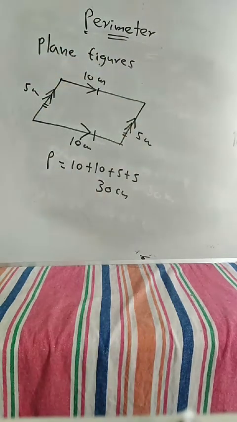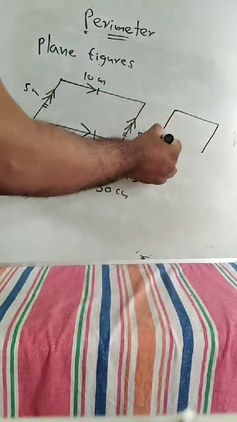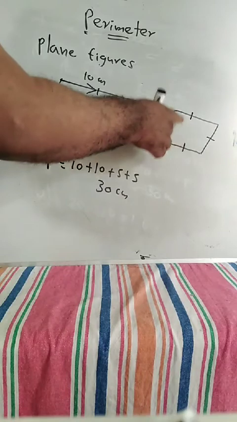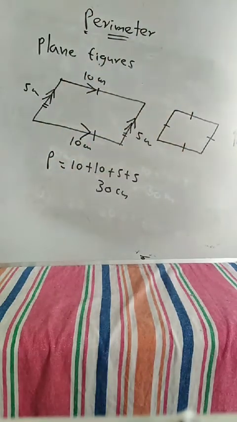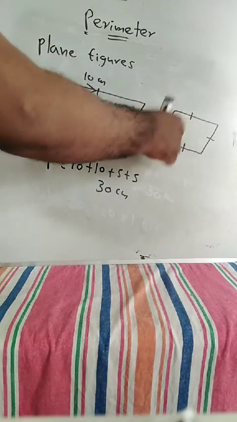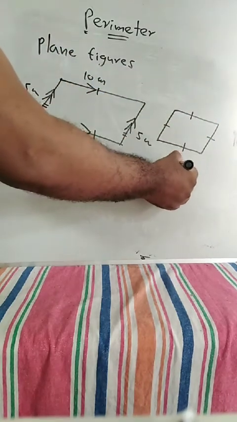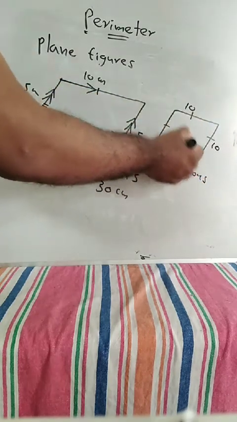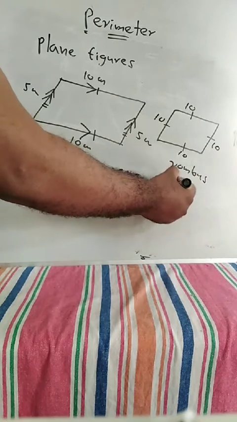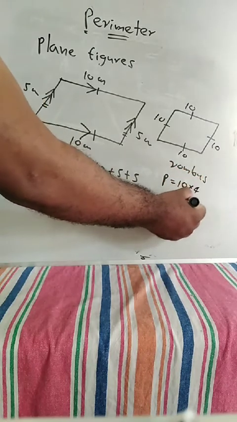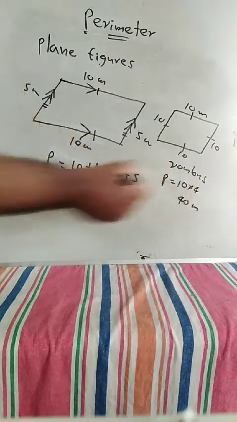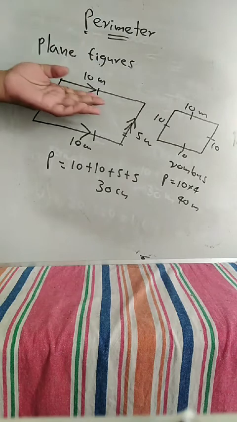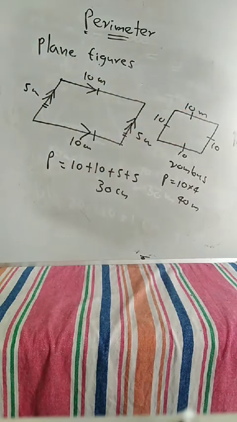What is this figure? Is this a parallelogram? All sides are equal but it is not a square. This is a rhombus. In a rhombus, all sides are equal. If this is 10, this is also 10, and 10, and 10. To find the perimeter, 10 times 4 is 40. If the unit is meters, 40 meters. Understand? This is a rhombus.